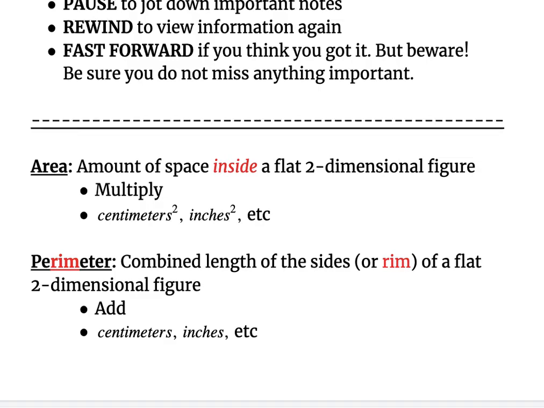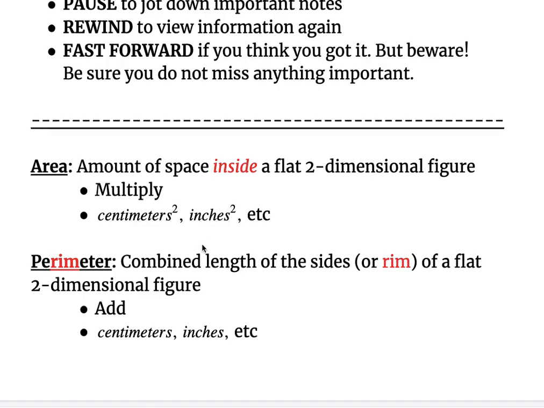Perimeter, a lot of people get it mixed up with area. Perimeter is the combined lengths of the sides, so it's like the edges. That's why it's important to remember that rim is inside the word perimeter. It's also for a flat two-dimensional figure. So area is the space inside, and rim is the outside. So if you think about a garden, the area is the space inside the garden, the amount of flowers you can plant in it, and perimeter would be how much fencing you would have on the outside to protect your garden. Okay, so perimeter, you would add the outside lengths.